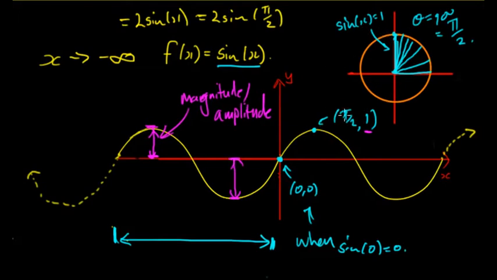So we've reached this maximum point here. Then it starts to decrease. It's still positive, but sine x decreases until it reaches a point here, and that's when the angle is equal to pi.